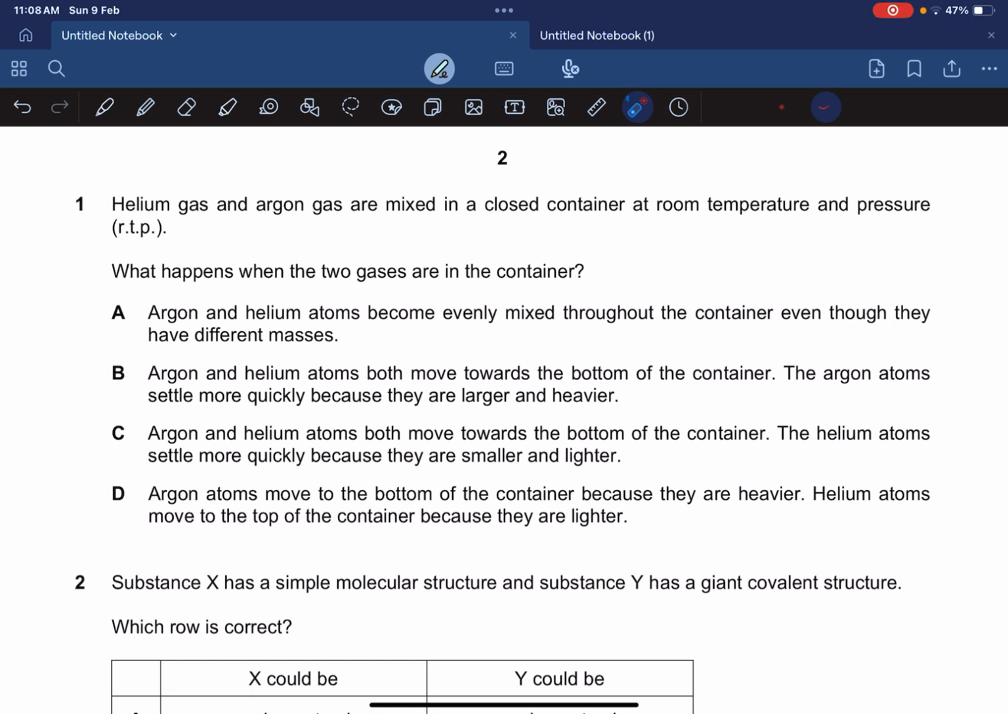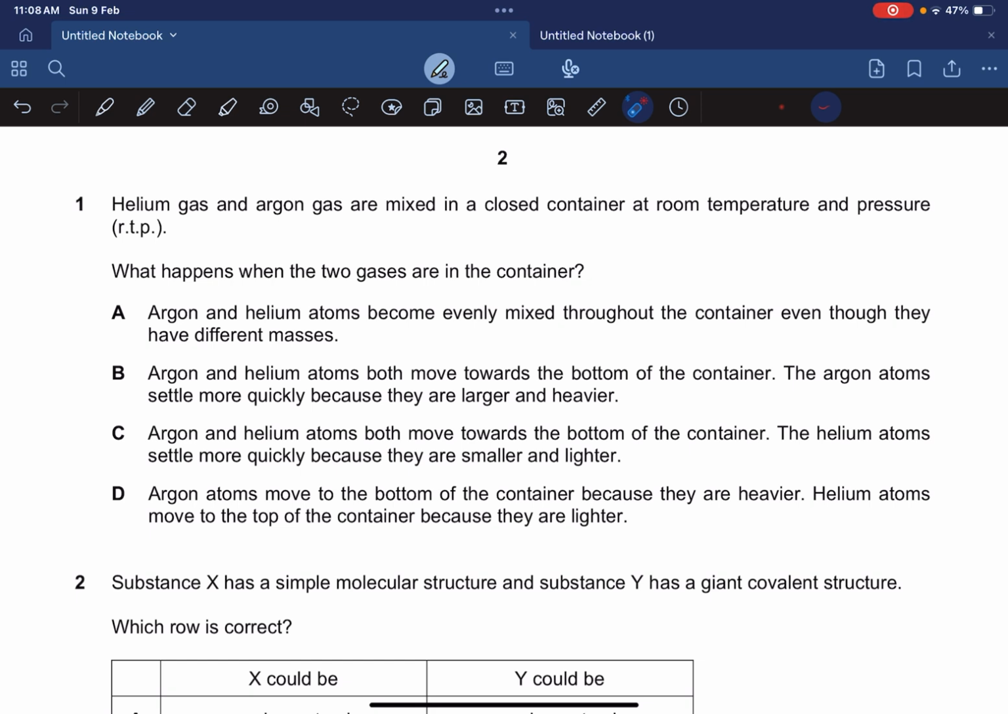Option C is argon and helium atoms both move towards the bottom of the container. The helium atoms settle more quickly because they're smaller and lighter. And the D option is argon atoms move to the bottom of the container because they're heavier. Helium atoms move to the top of the container.